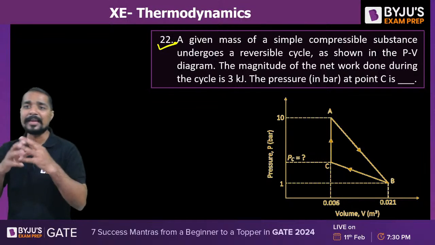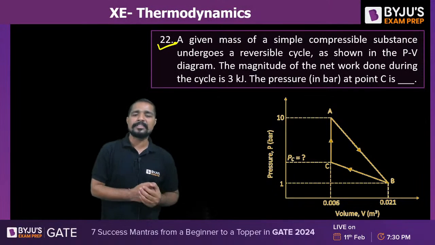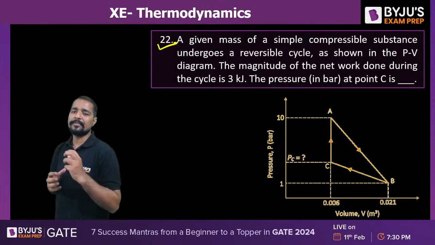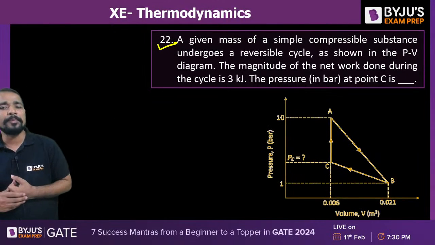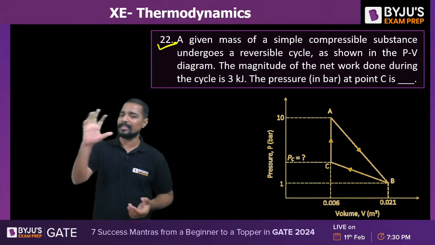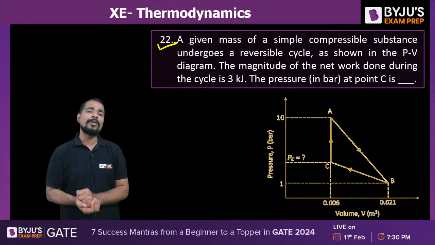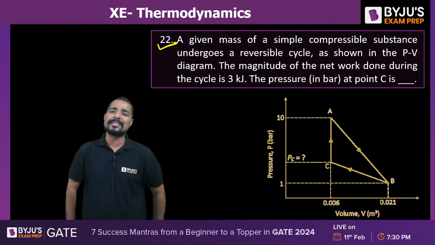A thermodynamic cycle is given to us. A given mass of a simple compressible substance undergoes a reversible cycle shown in the PV diagram. The magnitude of the net work during the cycle is 3 kilojoule. In this cycle, total amount of work done is 3 kilojoule. Then what will be the numerical value of the PC? What exactly is given in this case?